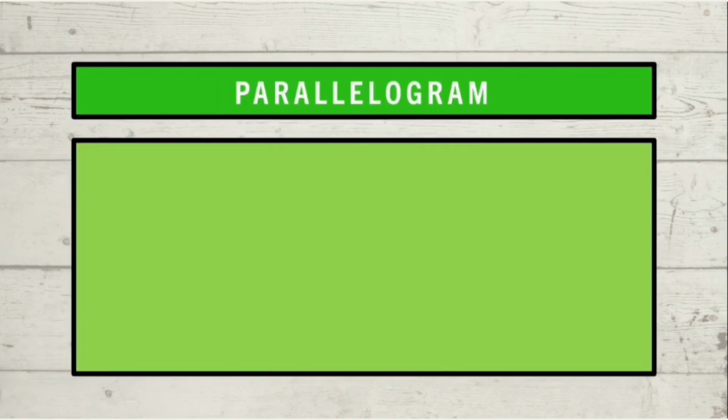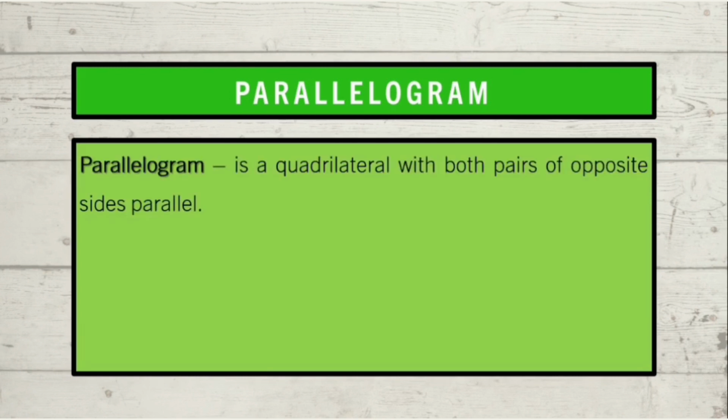Quadrilaterals can be categorized by the special characteristics and relationships of their sides, diagonals, and angles. One kind of quadrilateral is a parallelogram. A parallelogram is a quadrilateral with both pairs of opposite sides parallel.